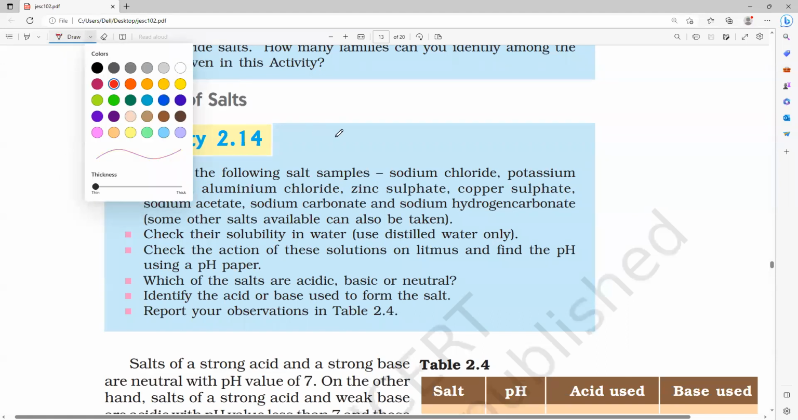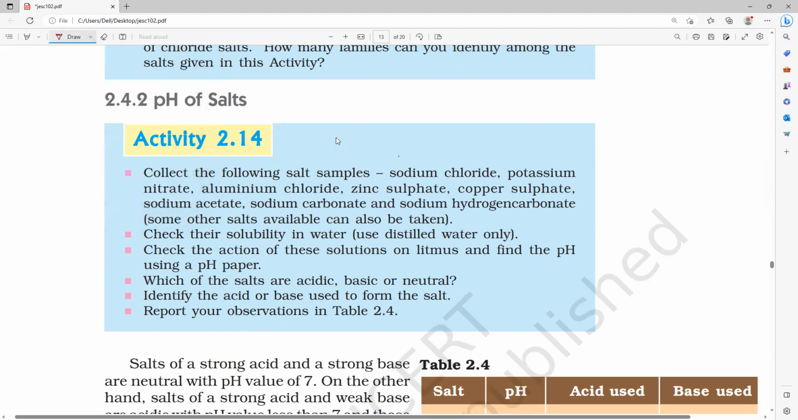Now speak, I'll ask one by one. Order wise. First roll number 1. Sodium chloride. Just now we told. Is it soluble in water or not? First thing, they are asking us to find: check the solubility in water. Sodium chloride, soluble or not? I'm speaking with you only. Is it soluble or not, everybody? It will be soluble. Next, action on litmus.